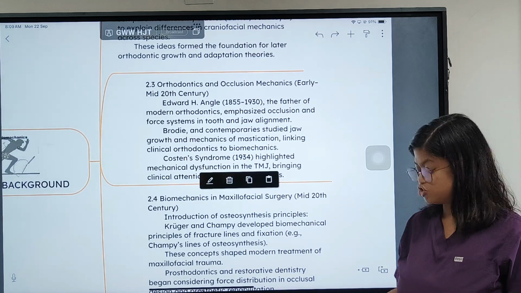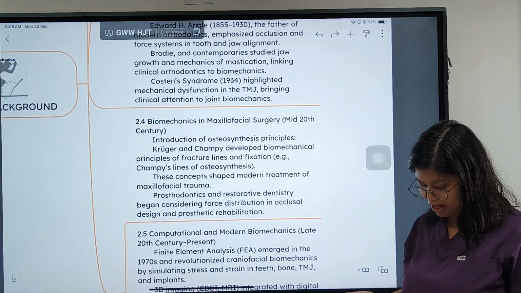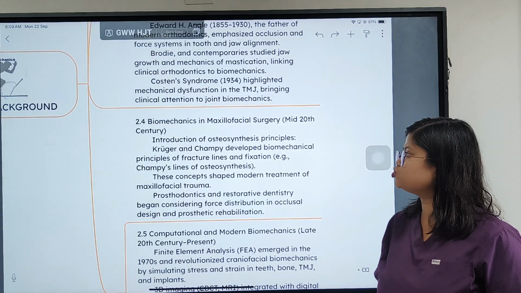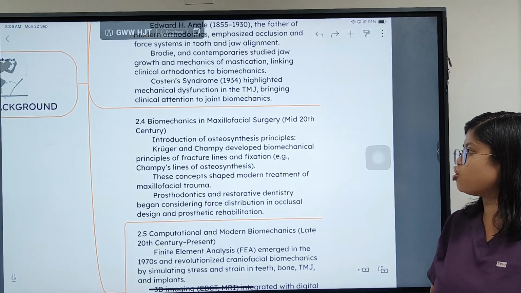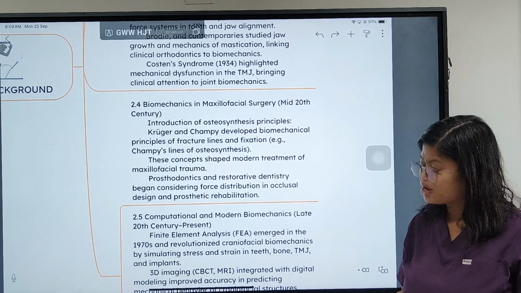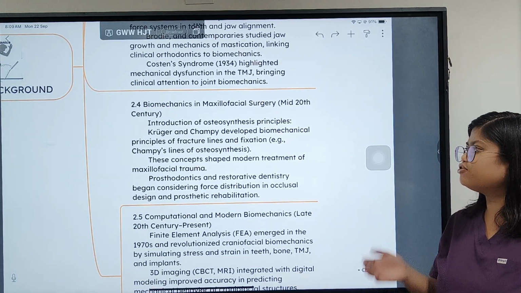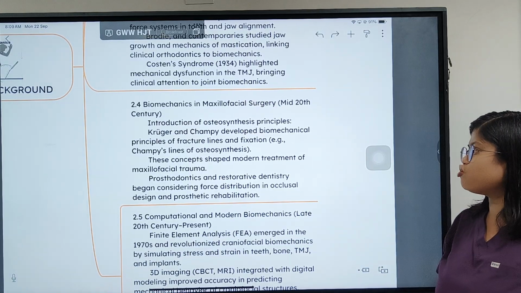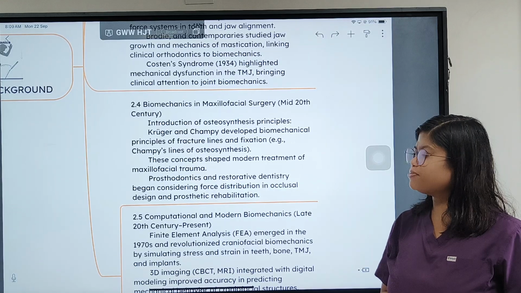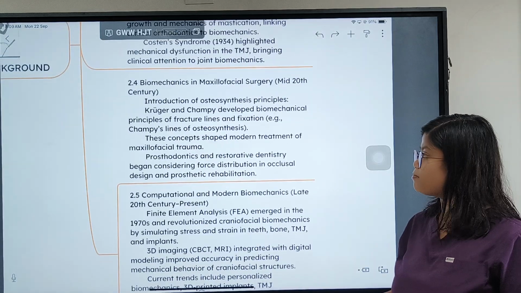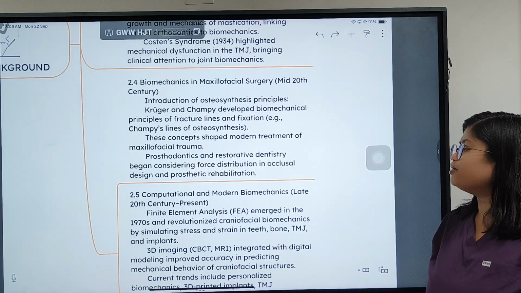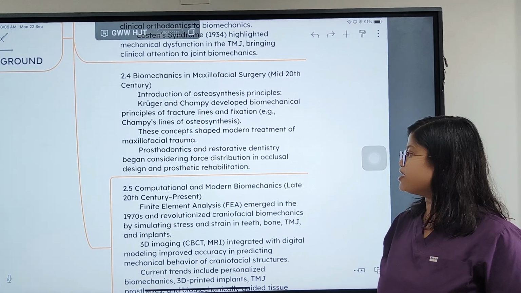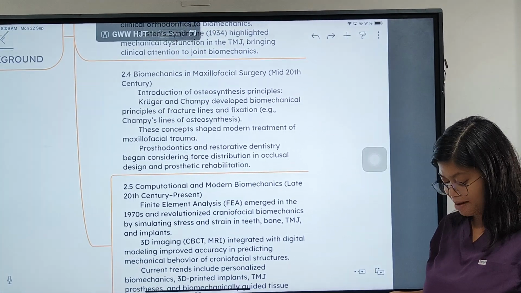Also, coming to the biomechanical principles in maxillofacial surgery, which were adapted in the mid-20th century: the first was the introduction of the osteosynthesis principle by Kruger and Champy. They developed the biomechanical principles of fracture lines and fixation, specifically Champy's line for osteosynthesis. These concepts sharpened the modern treatment of maxillofacial trauma and facial fractures. And prosthodontic and restorative dentistry began considering force distribution as a basis for occlusal design and prosthetic rehabilitation.